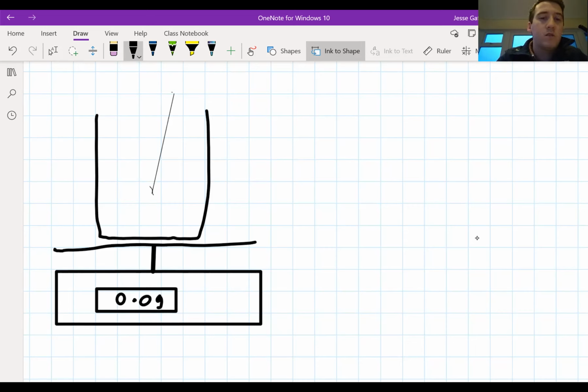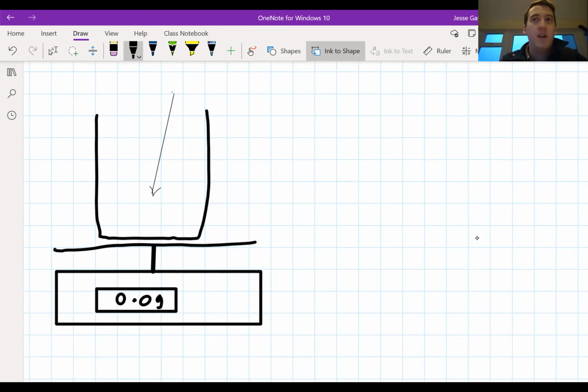So in it goes. Now, obviously, nothing's going to happen. It's still going to say 0 because the atom is way, way too tiny for the balance to pick it up. Okay, so I add another one, still nothing. So there's 2 atoms, still no mass. And another, still nothing. And hundreds, nothing. Thousands, hundreds of thousands, still nothing.